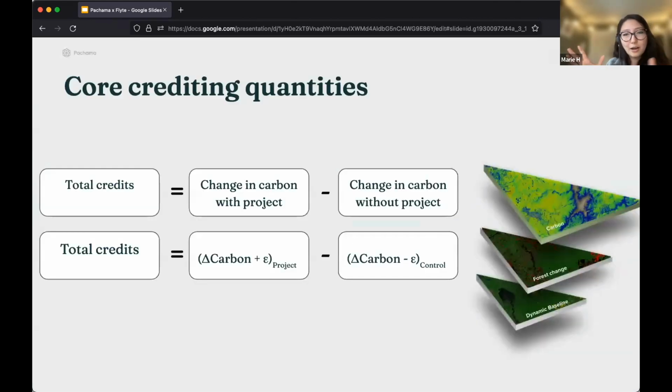So what is a carbon credit? At Pachama, we're trying to simplify the calculation of a carbon credit and use algorithms with transparent and reasonable defaults and remote sensing all the way through. At its core, a carbon credit should be a measurement of the change in carbon from some intervention, like establishing a carbon credit project, versus the change in carbon that would have happened without the project being established.